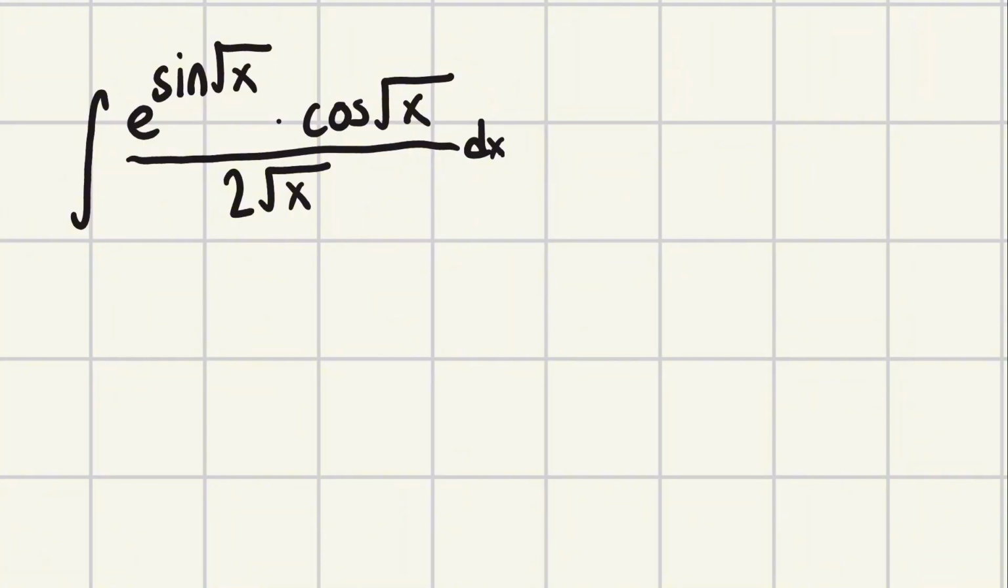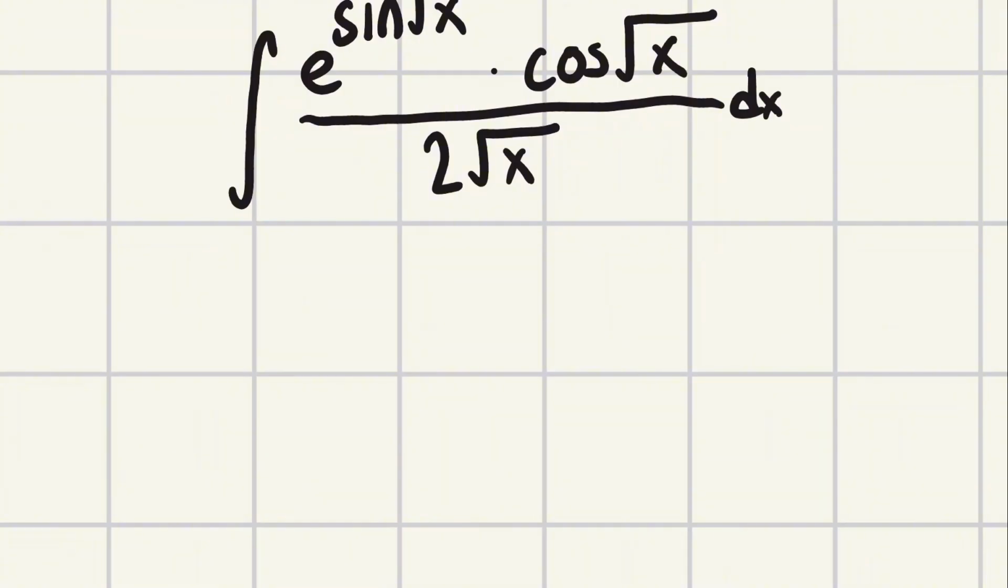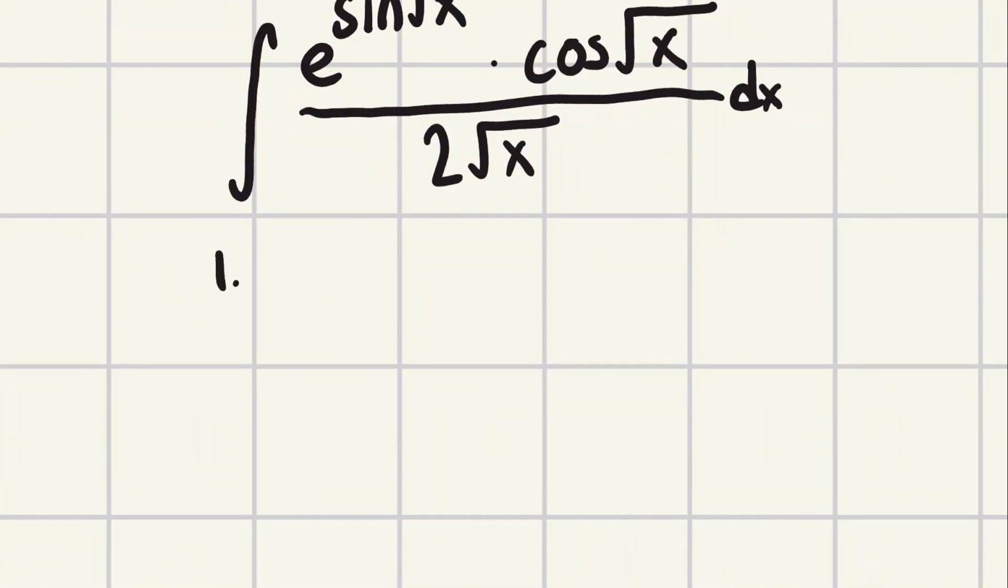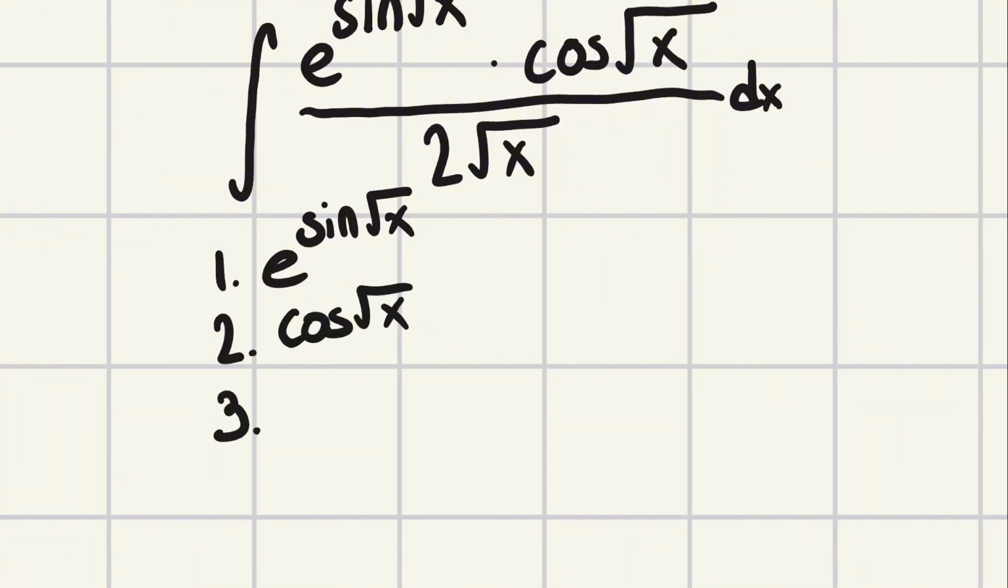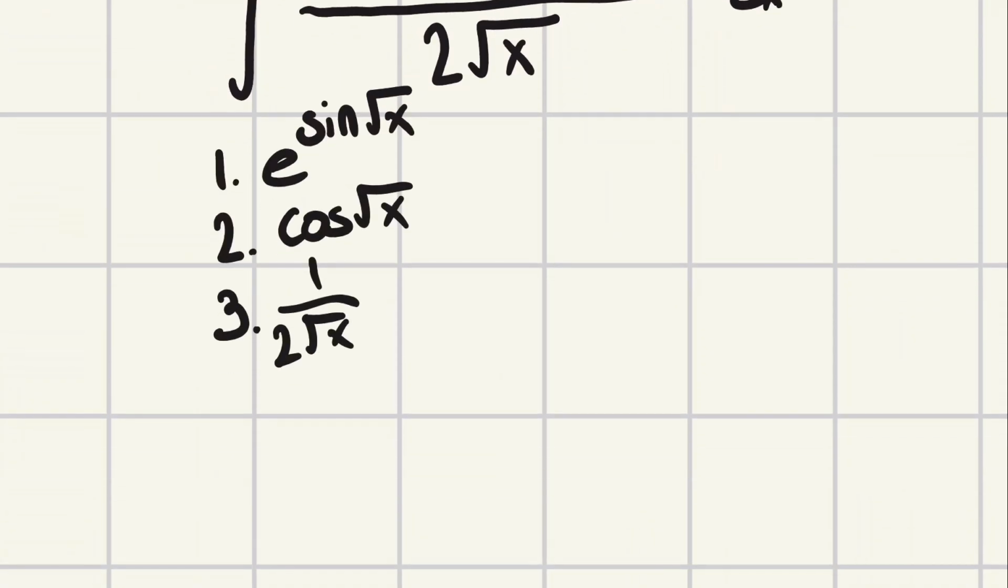So if we want to make everything as clear as possible and really write out all of our steps, what we can start off by doing is writing about every single part of this integral. So let's do it one by one. e to the power sine of square root of x. That's one part, right? Now, another part would be cosine. Another part would be the 1 over 2 square root of x, and then the fourth part would be our dx, right?